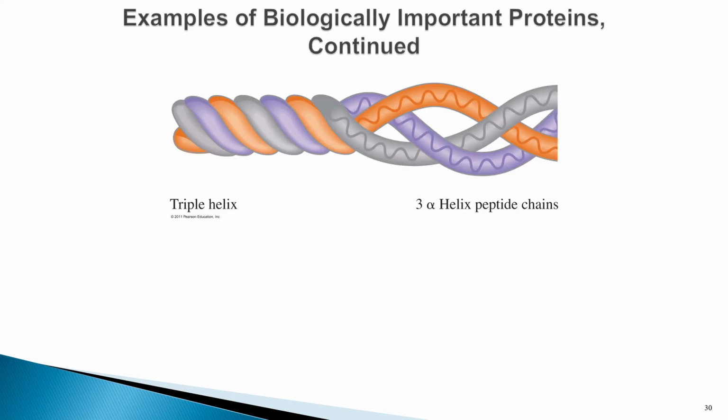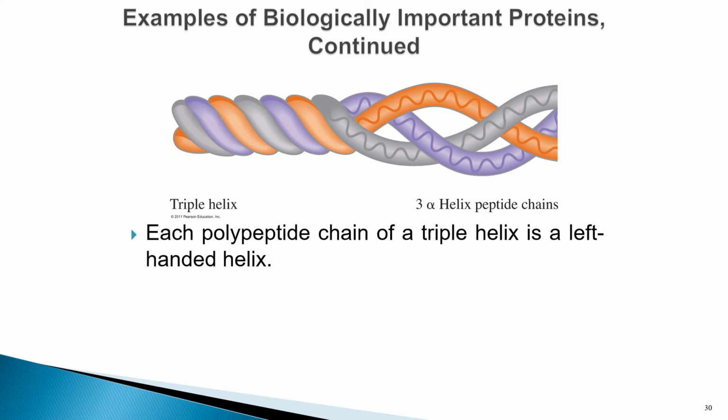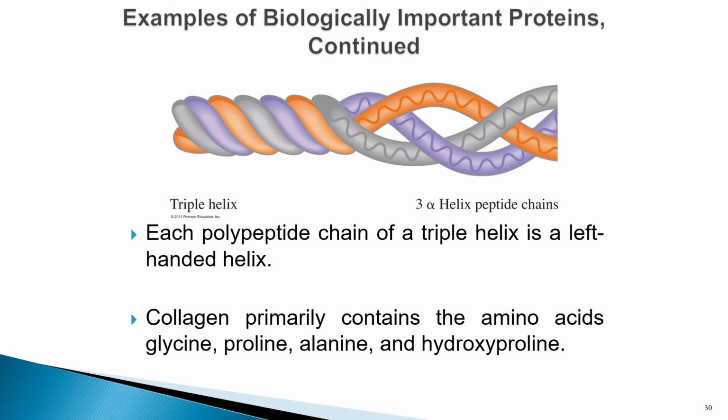Here you can see the structure of the triple helix. Each polypeptide chain of a triple helix is a left-handed helix. Collagen primarily contains the amino acids glycine, proline, alanine, and hydroxyproline.